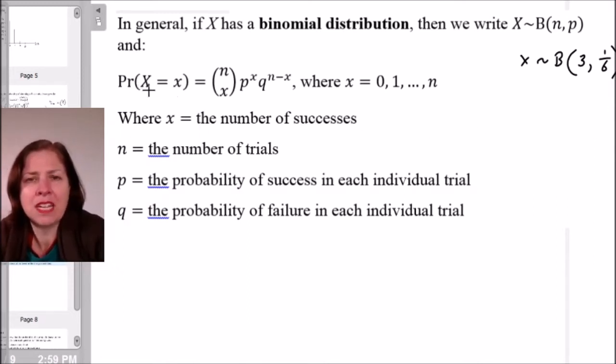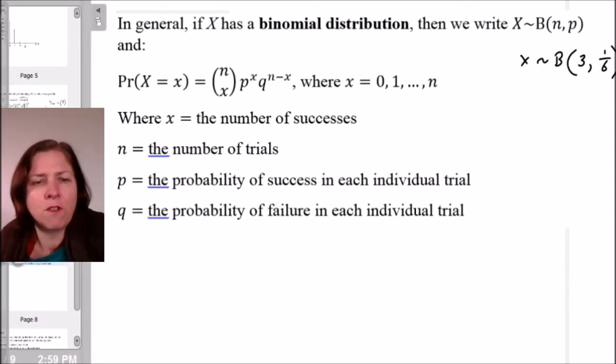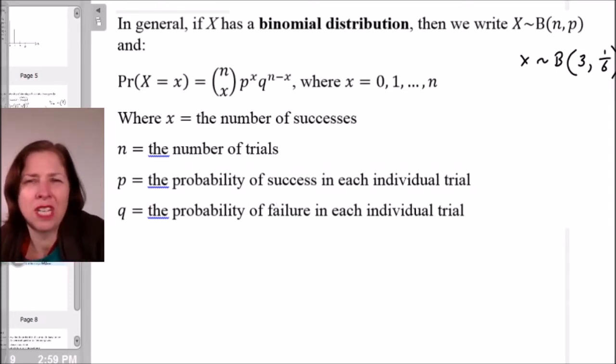The probability that x equals small x, which are the individual numbers, is this combinatorics here, p to the power of x and q to the power of n minus x, where x is any number from 0 to n, and we start at 0, and then there are n trials. Okay, so n is the number of trials, p is the probability of success, and q is the probability of failure in each individual trial. So let's do a couple of examples. The first one is fairly simple, and the second one's only a little bit more complicated.